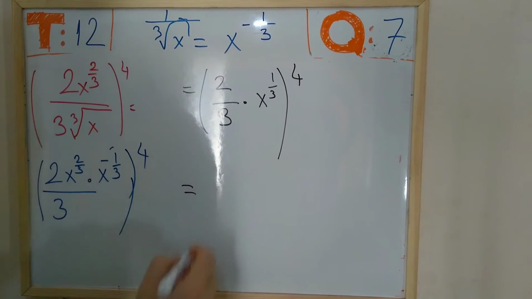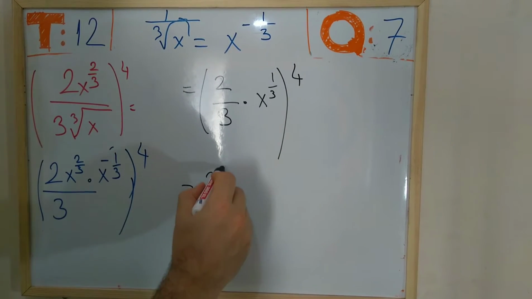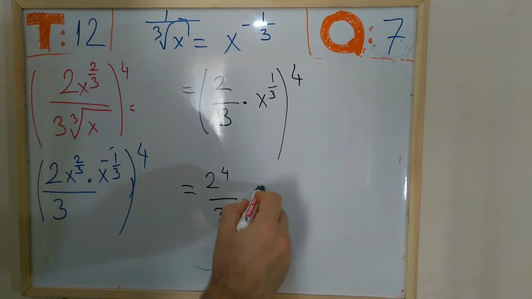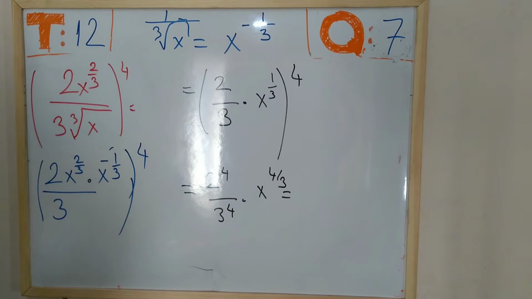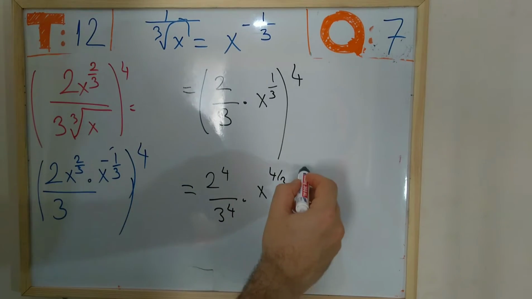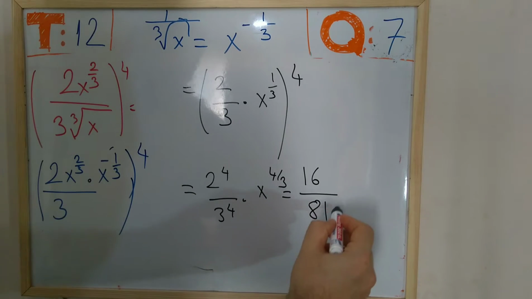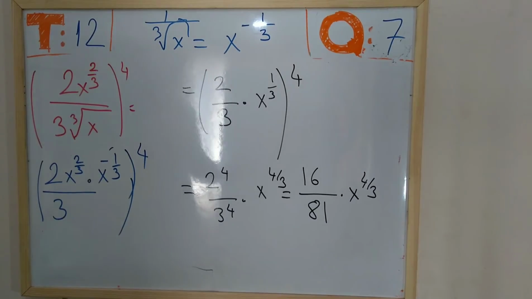So what I have at the end as my result is going to be equal to 2 to the 4 divided by 3 to the 4 times x to the 4 over 3, which is equal to, 2 to the 4 is equal to 16, 3 to the 4 is equal to 81, times x to the 4 over 3.